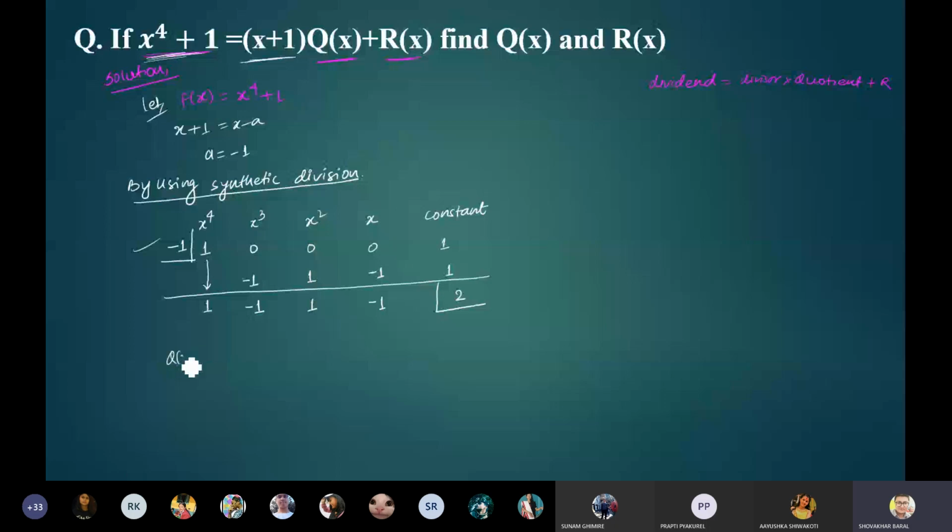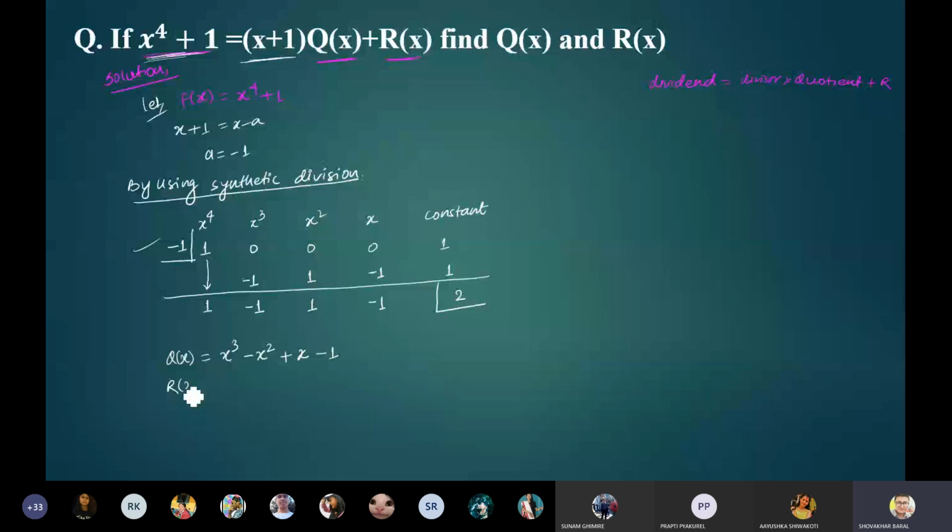So quotient q(x) will be equal to, see here 1 is here, so 1 times x cube will be equal to x cube. Minus 1 times x square will be equal to minus x square. 1 times x will be equal to x. So plus x and minus 1 times constant, or minus 1 is a constant, so it will be minus 1.